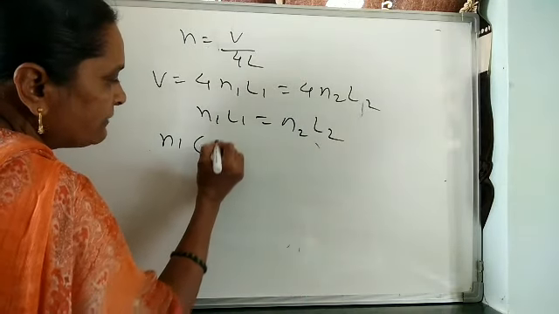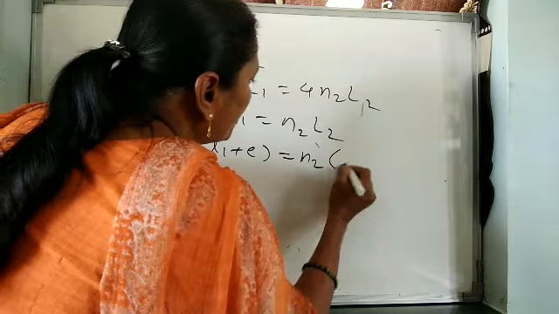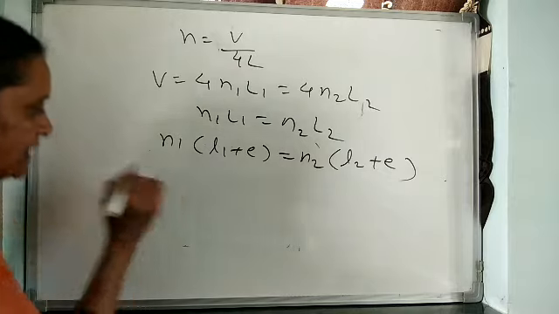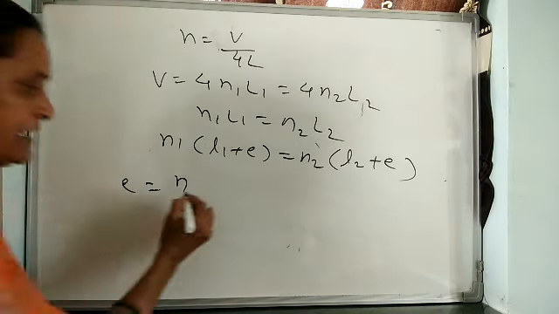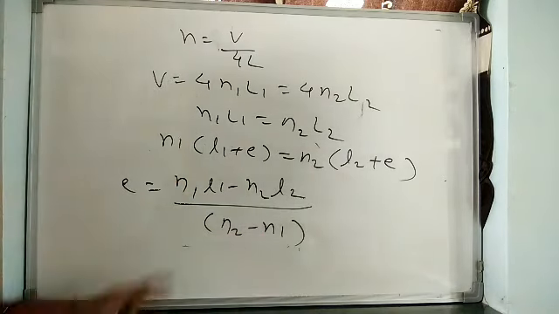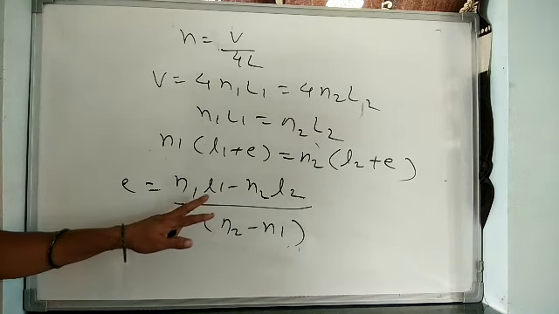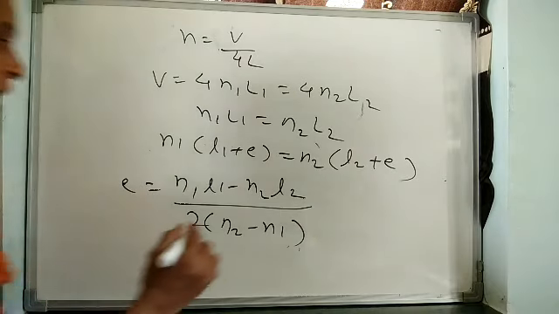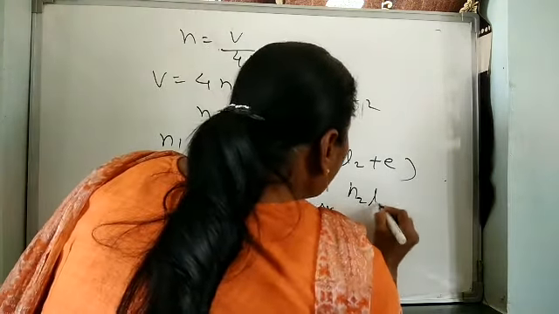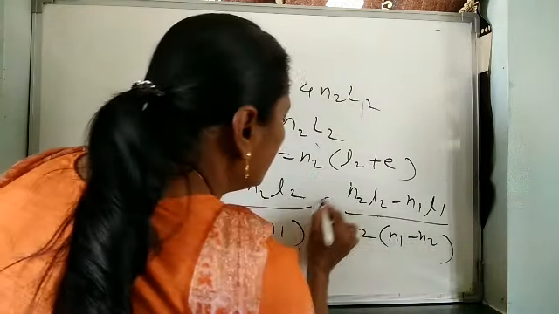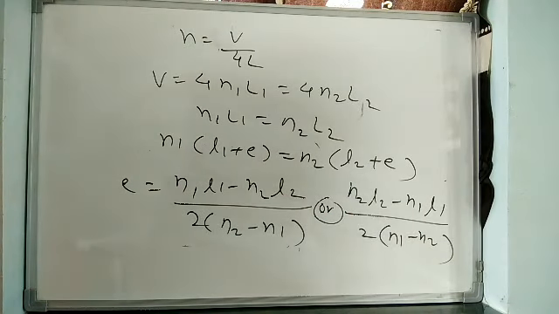This you can write as N1 into (L1 plus e) is equal to N2 into (L2 plus e). This is related to end correction. When you solve this, you get e is equal to (N1 L1 minus N2 L2) upon (N2 minus N1). This way you can find the end correction. Or you can write this as e is equal to (N2 L2 minus N1 L1) upon (N1 minus N2).